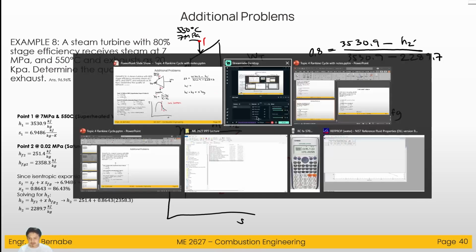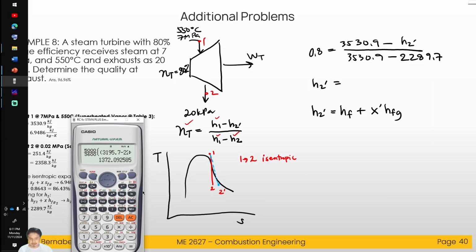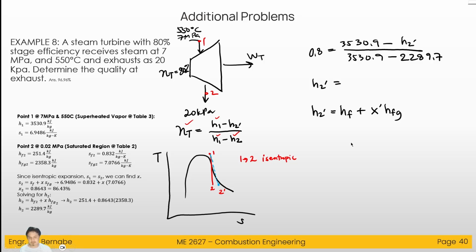Okay, so let's solve first the actual enthalpy. Just use numerical methods here. 3530.9 minus 0.8 times the difference gives 2537.94. So h2 prime is 2537.94 kilojoules per kilogram.